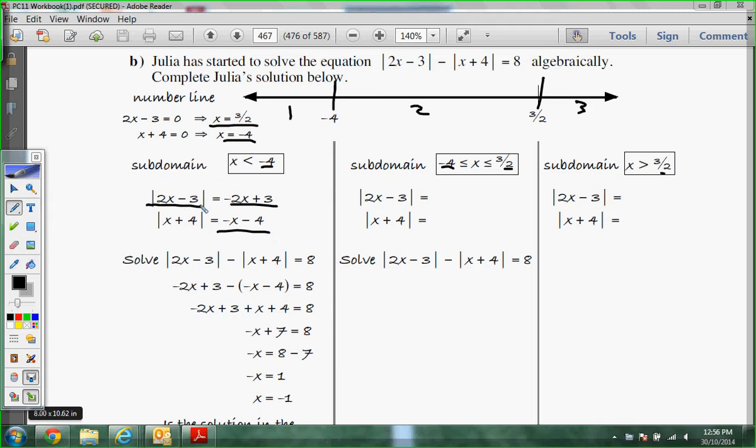Okay, so that's what I'm talking about. This is what my original was. We want the opposite. That was my original. We have the opposite. We take those and we plug those in. So here we are. Negative 2x plus 3 is here, minus a negative x minus 4, and now we just solve. Negative 2x plus the x gives you a negative x. 3 plus 4 gives you 7. Subtract the 7 over. Negative x is 1, so x equals negative 1.